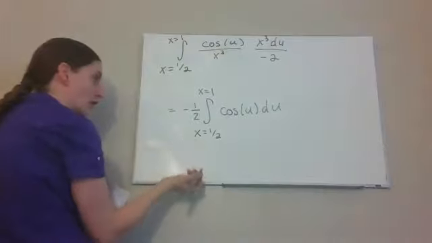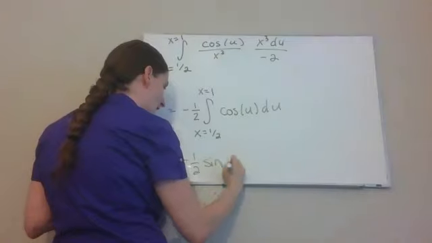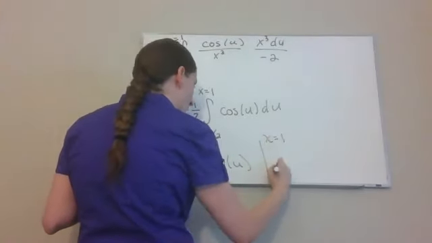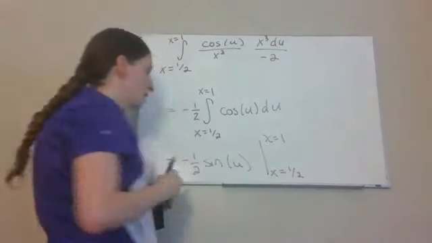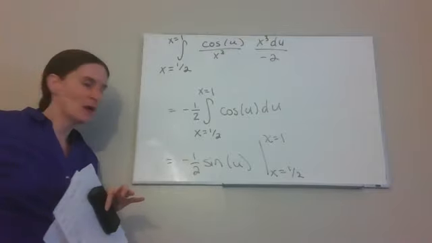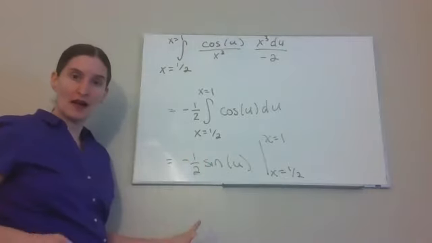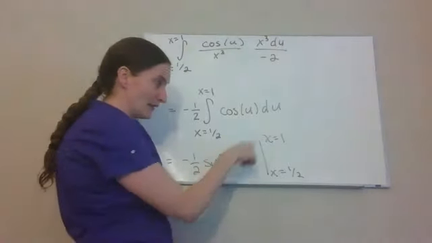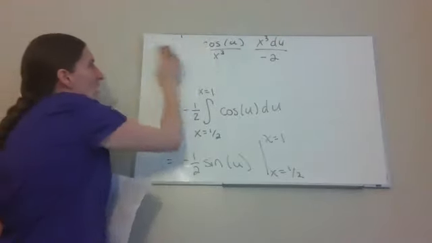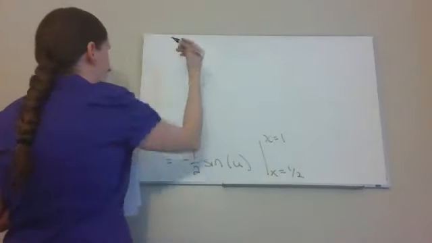The antiderivative of cosine is sine, so I have a negative 1/2 sine of u, and then I would be plugging in x equals 1 and x equals 1/2. But notice, this is why I write a note to myself that those are x values and not u, because I can't just take this 1 and 1/2 and plug it in there in the sine, because u is inside of my sine and not x. So now is where I back substitute. I plug that u back in, so my problem has x's again.